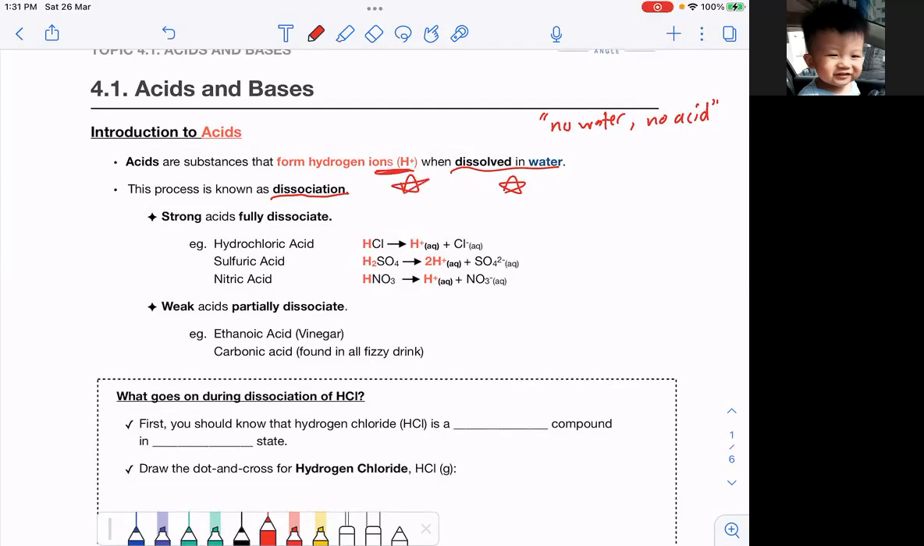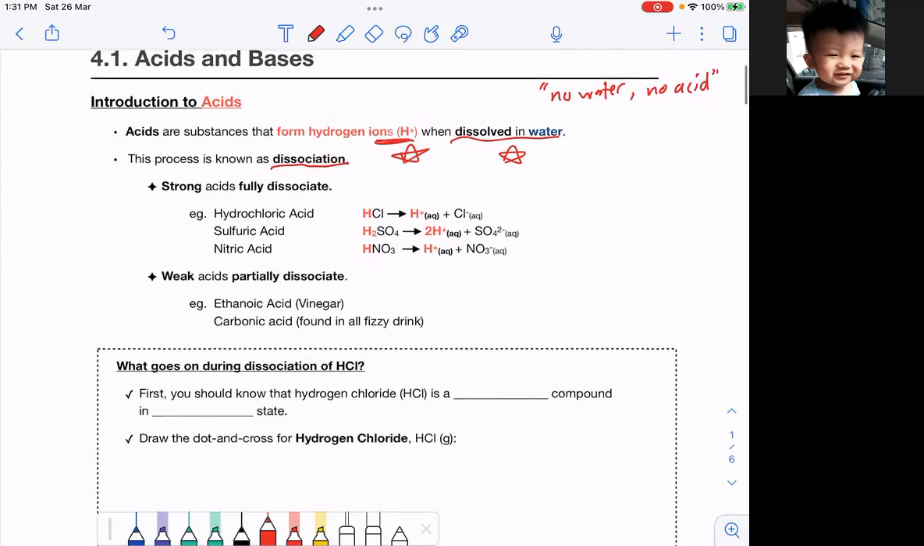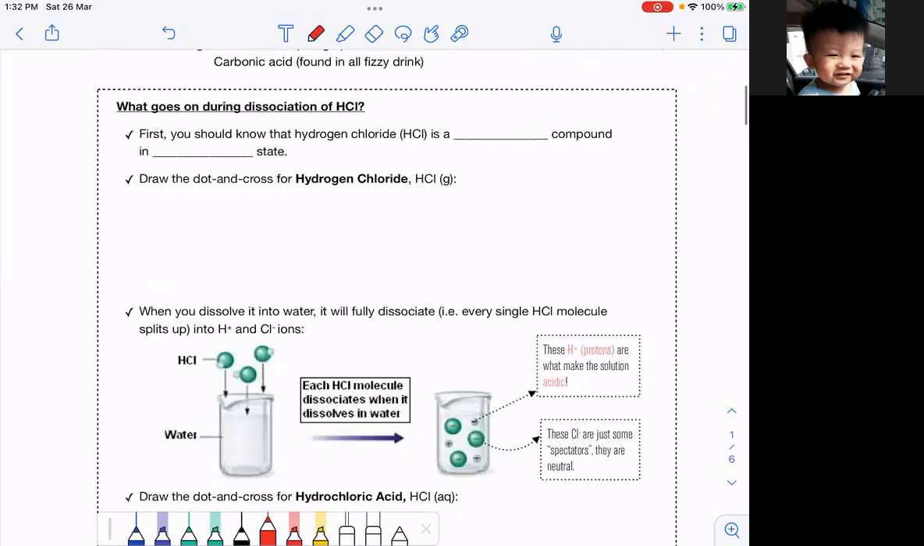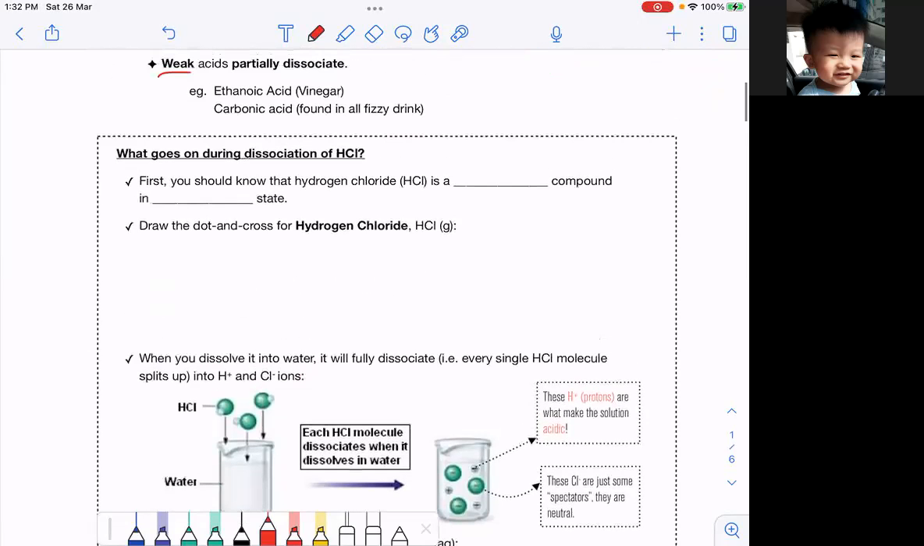Y'all can be a bit lost now, no worries. Later we'll see more. We'll skip the strong and weak part first and go to the empty spaces to draw stuff. We just finished the bonding chapter, so all of you should have a fresh memory of what a covalent and ionic bond is. Wenxuan, are you familiar with covalent and ionic? No, just say no, it's okay.